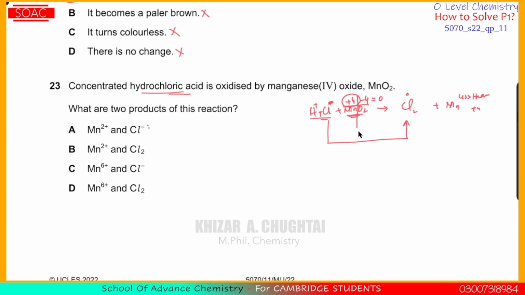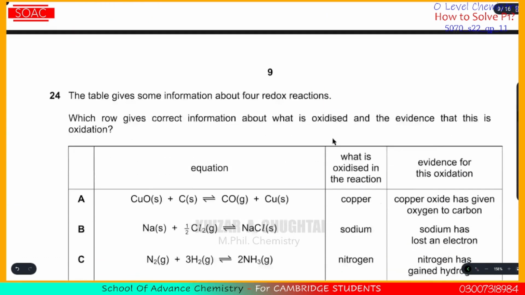So now come towards the options. Finally, there must be Cl2, and the oxidation number must be less than +4. Less than +4, here it is, and B is the correct option.